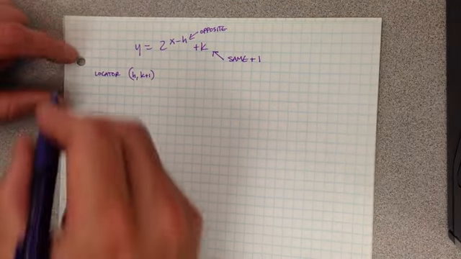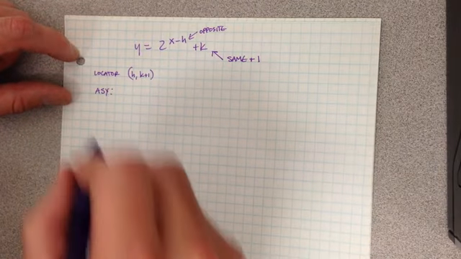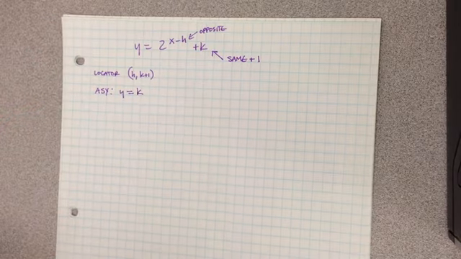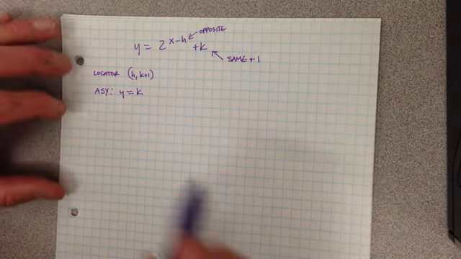You will have an asymptote. I'm just going to go right ahead and tell you what's going on with this one. We have an asymptote at y equals k. And that is my starting point with the asymptote. So now I'm going to show you really what's going on and how we're going to graph these.